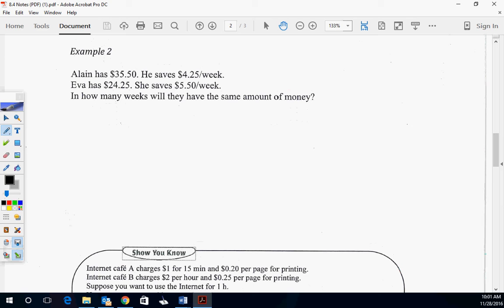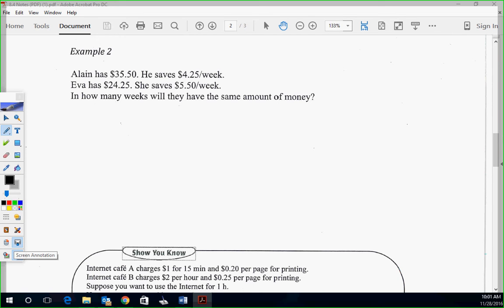Okay, so example 2. Elaine has $33.50. He saves $4.25 a week. Eva has $24.25. She saves $5.50 a week. How many weeks will they have the same amount of money? So the thing that doesn't change is how much they have right now. That's called your constant. So that will not have a variable on it.